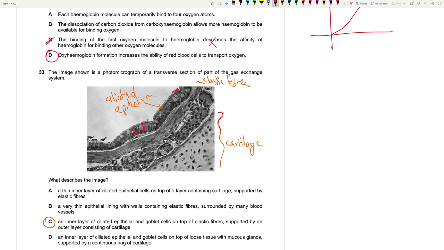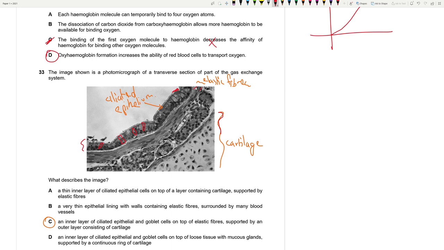These are your cells. We have goblet cells, which secrete mucus and keep it lubricated. This part is the lining, alright? Now, just below the lining, we have the basement membrane. And after the basement membrane, do you see this? We have the elastic fiber. We have some blood capillaries.